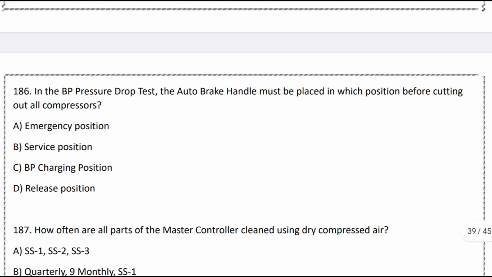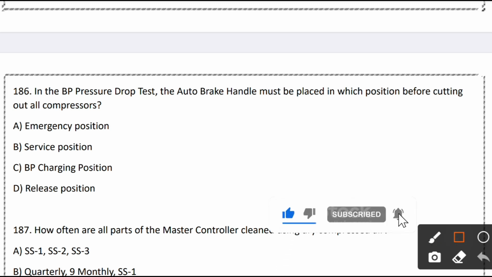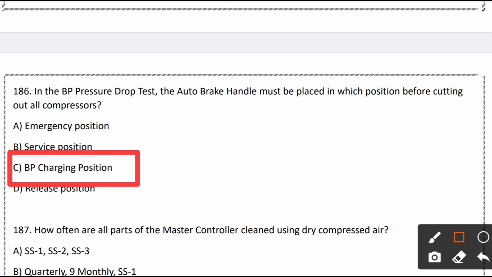186. In the BP pressure drop test, the auto brake handle must be placed in which position before cutting out all compressors? C. BP charge in position. D. Release position. The correct answer is C. BP charging position.